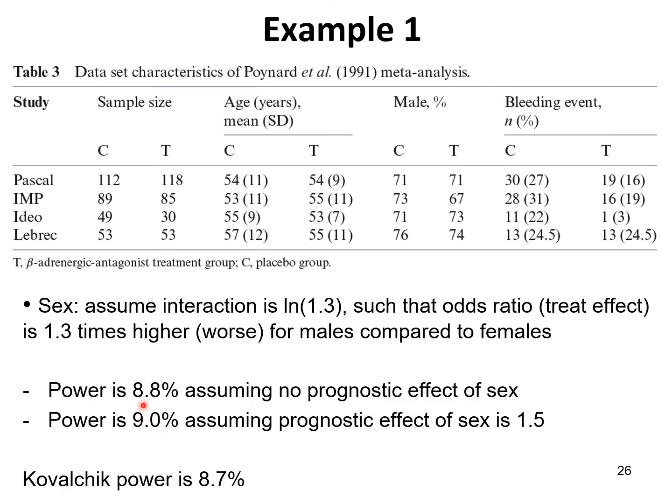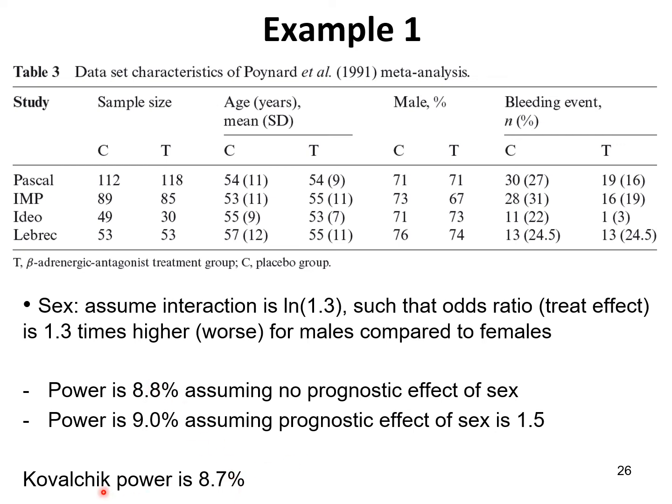Under the assumptions and based on the aggregate data extracted, the power is 8.8% if we assume that the prognostic effect of sex is 0. If we assume the prognostic effect of sex corresponds to an odds ratio of 1.5, then the power is 9%. So the prognostic effect of sex doesn't seem to have much impact. If we apply the Kowalczyk and Cumberland approach, their power is 8.7. So in this example, we're getting very similar results.